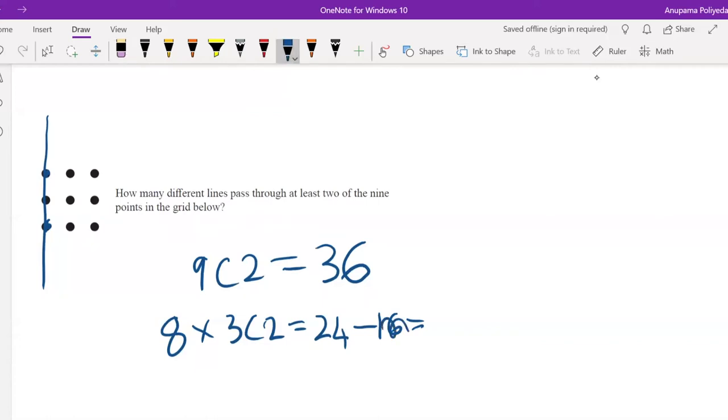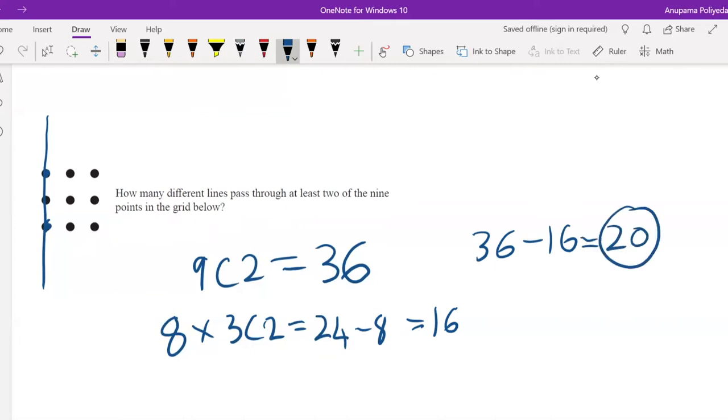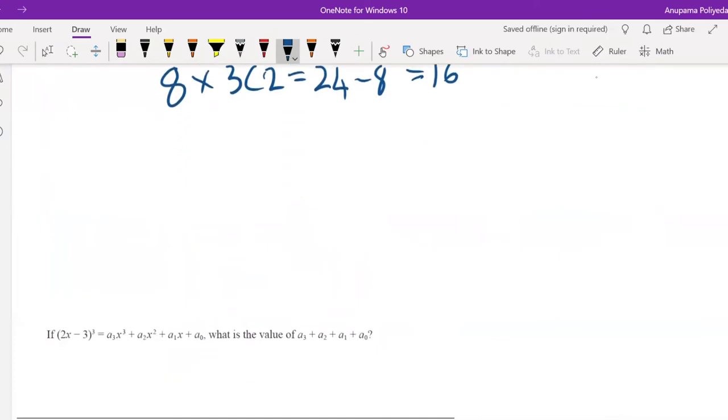So we subtract away 8 from our overcounting. And then now we know that we need to subtract 16 away to make sure we are only counting the lines once, and we get 20. Any questions? No questions.